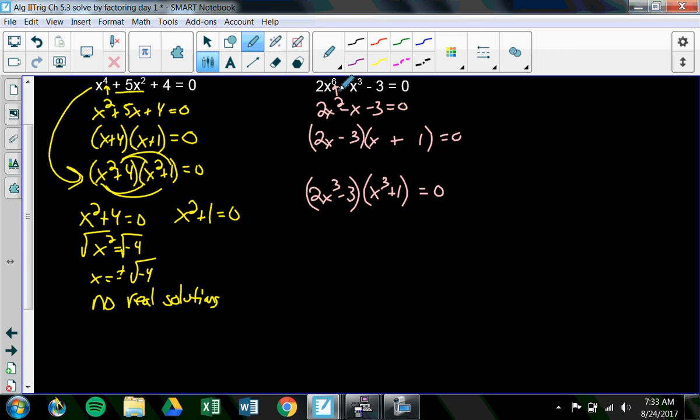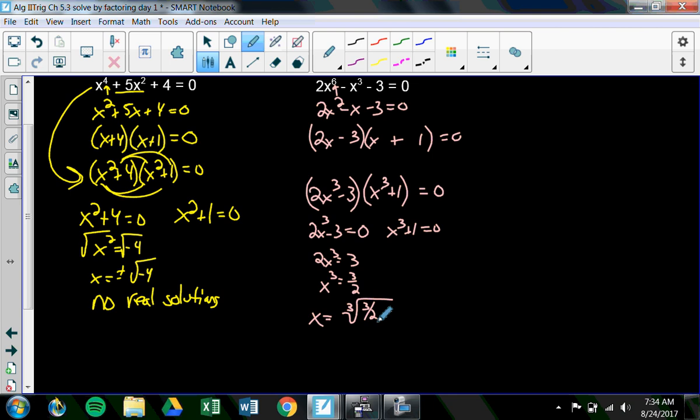And now if I solve this, I have 2x to the third minus 3 equals 0, x to the third plus 1 equals 0. These are solvable. You can only solve odd roots. So 2x to the third equals 3, divide both sides by 2, and x to the third equals 3 over 2. Cube root both sides, and x equals the cube root of 3 over 2, which is some number I could find.